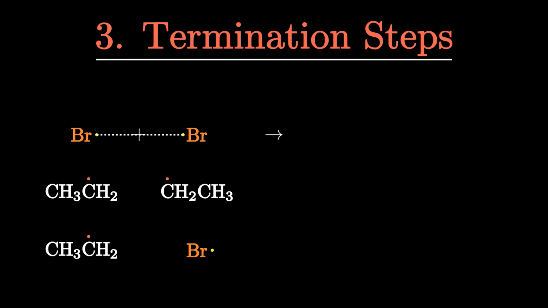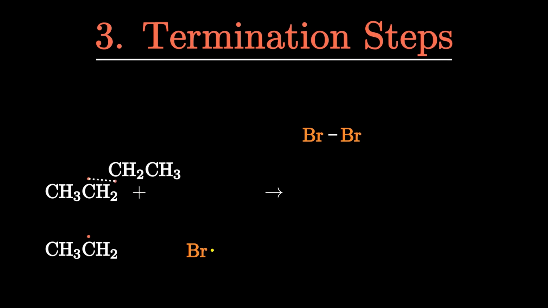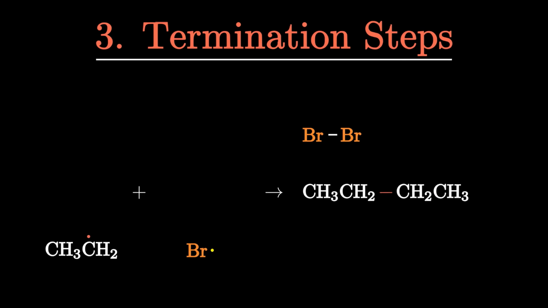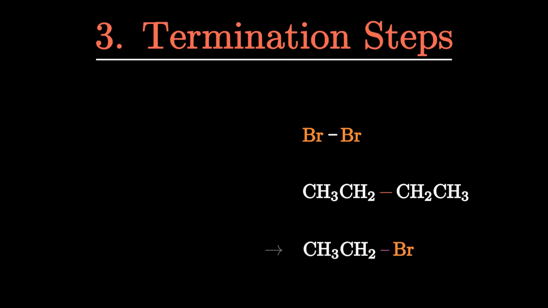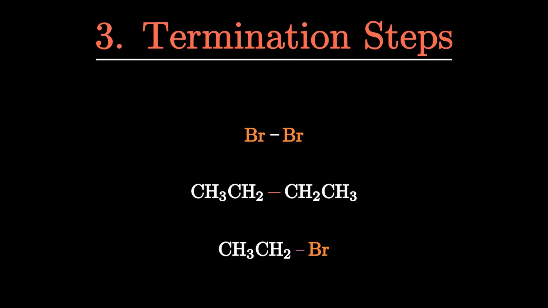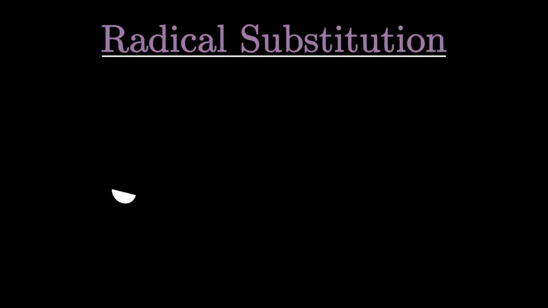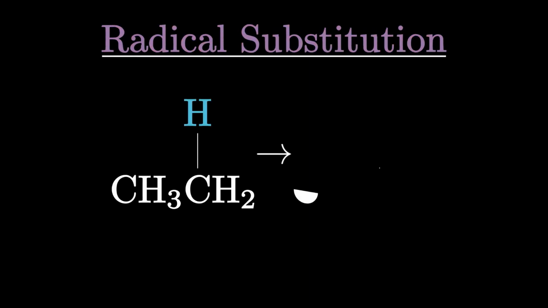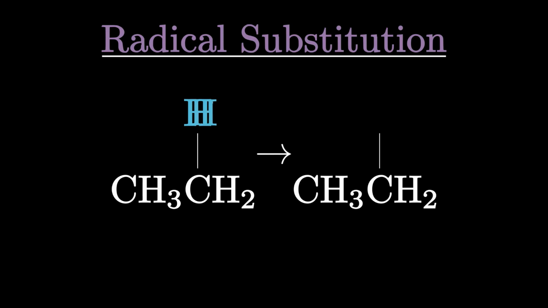During termination steps, bromine radicals can react together, forming bromine molecules. The ethyl radicals can react together, forming a larger alkane molecule, in this case it's butane, or they can react together and form a halogenated product that we saw earlier, ethyl bromide, which also goes by the name bromoethane. This process is also known as radical substitution, because at least when the halogenated alkane is formed, a hydrogen has been swapped for the halide.